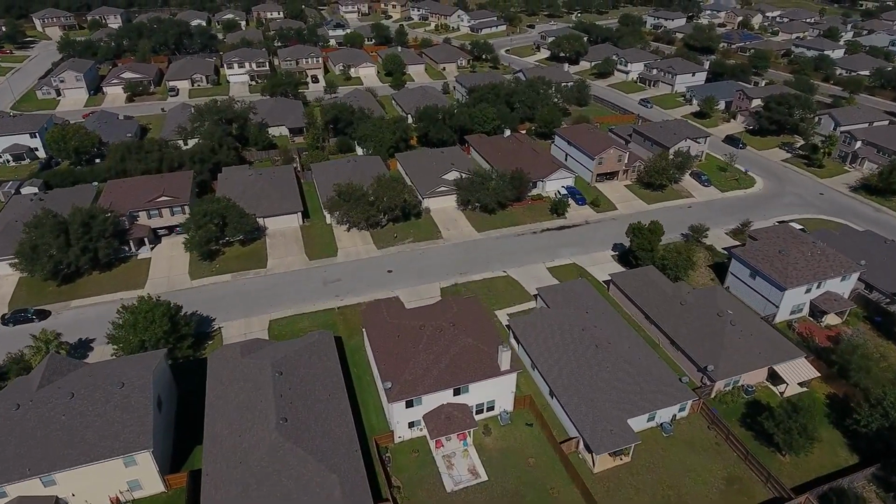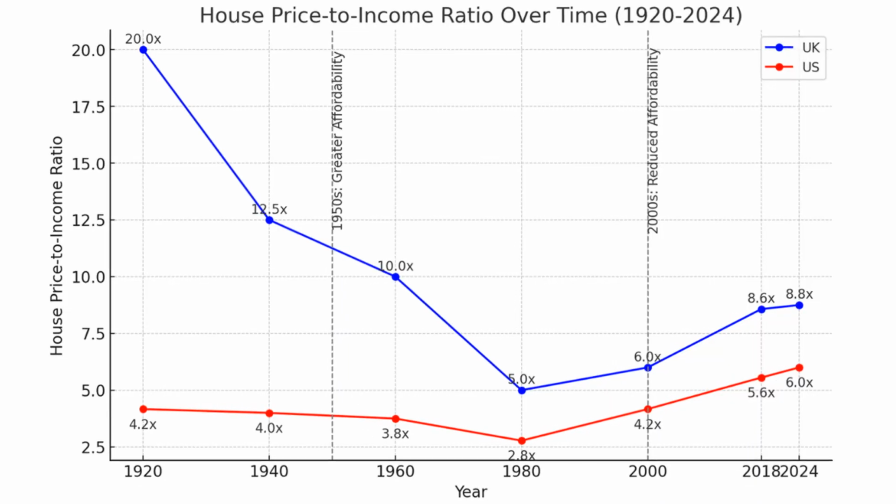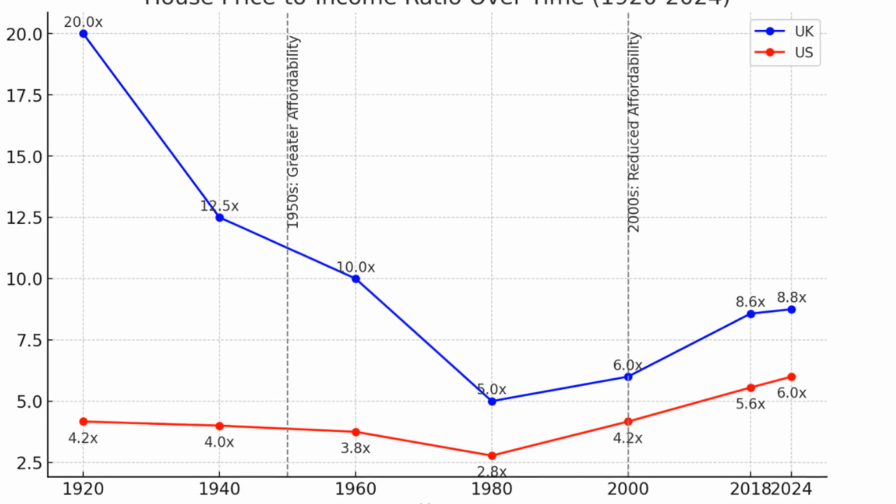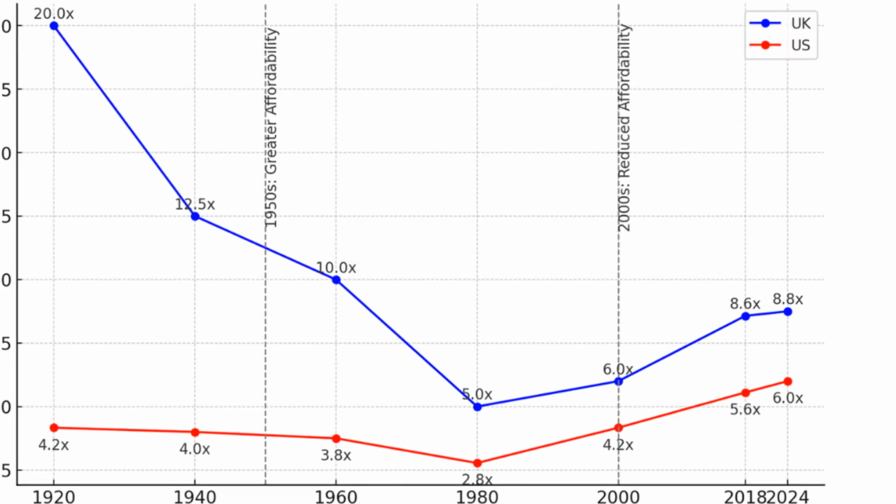To wrap things up, let's recap the key points. We've seen drastic changes in housing affordability over the last century. Do you think homes will become more or less affordable in the future?